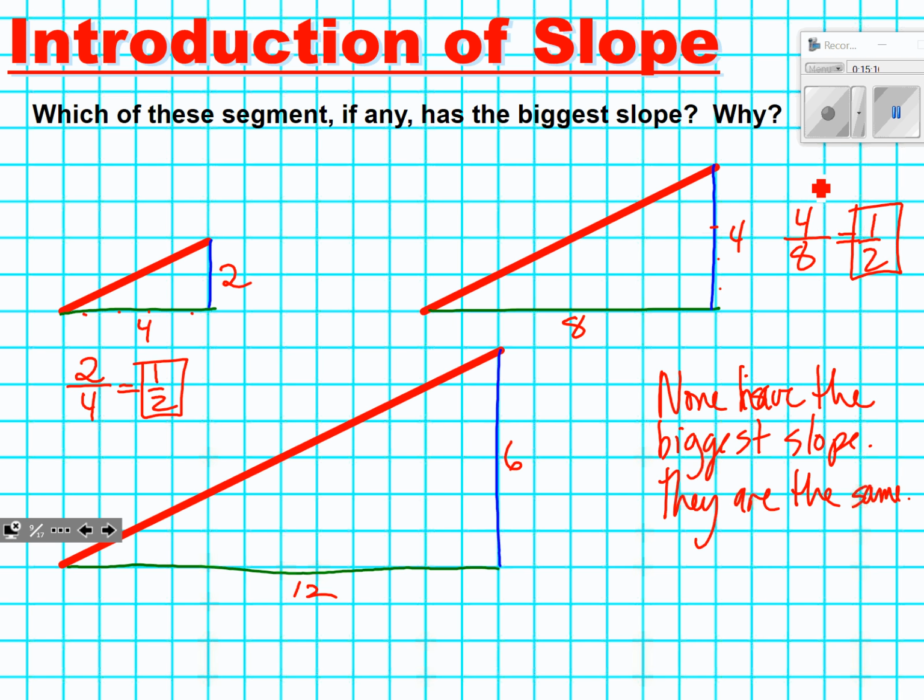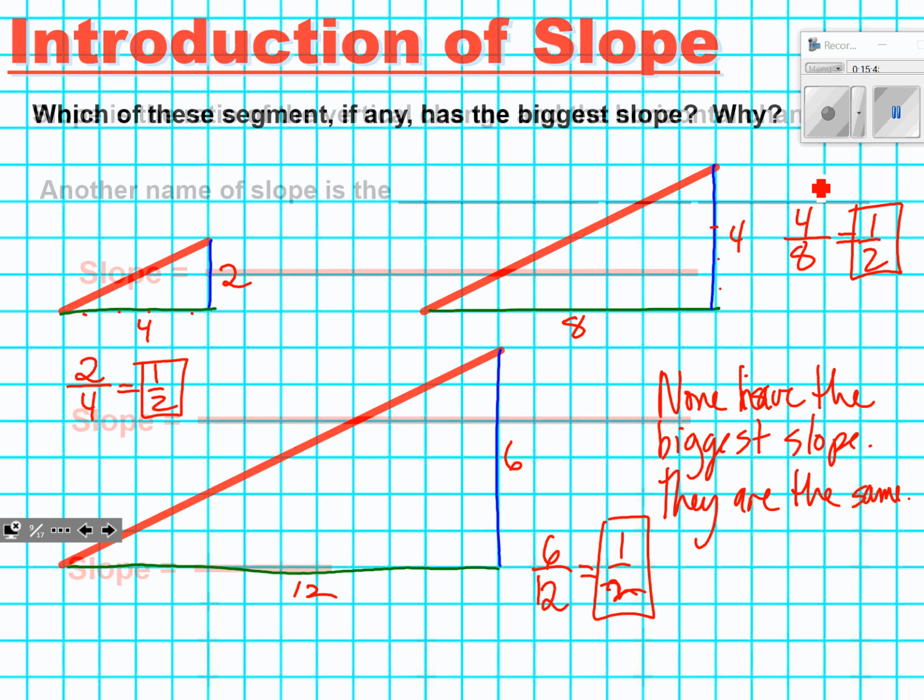Let's look at the longest line segment. So the slope is the ratio of the vertical distance of 6 to a horizontal distance of 12. They all have the same ratio of vertical distance and horizontal distance. That's how you figure out slope. The vertical distance compared to the horizontal distance. And that's it. All you have to do is make triangles, count, make a ratio. That's it.